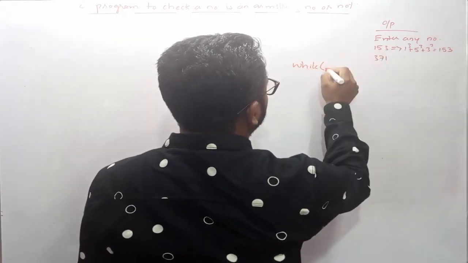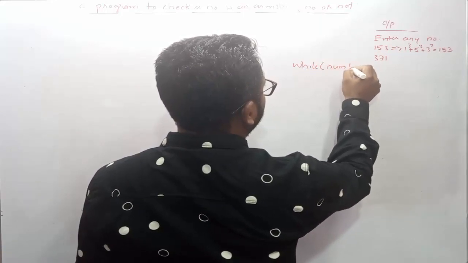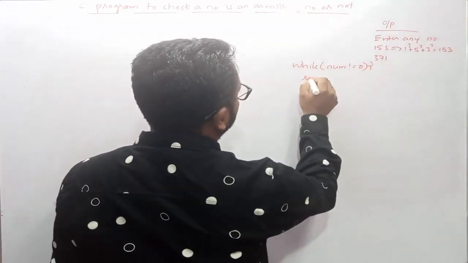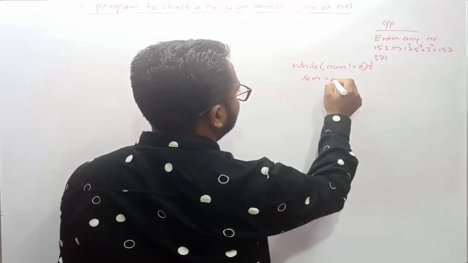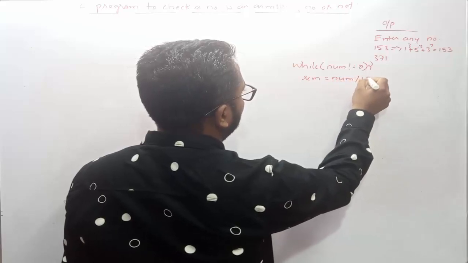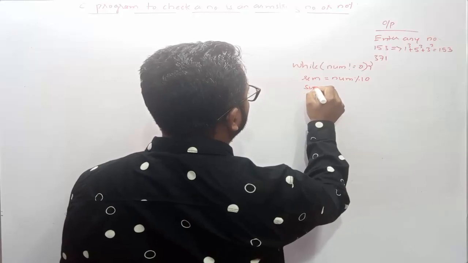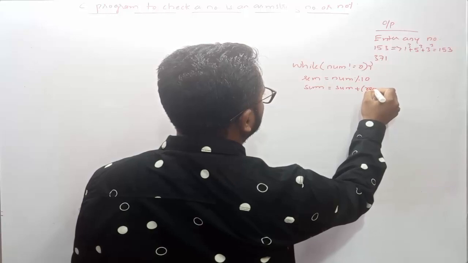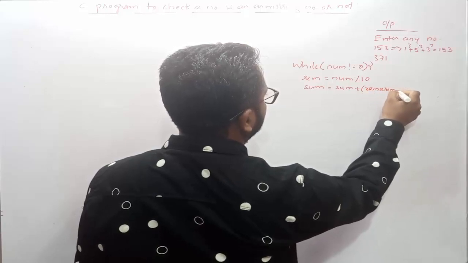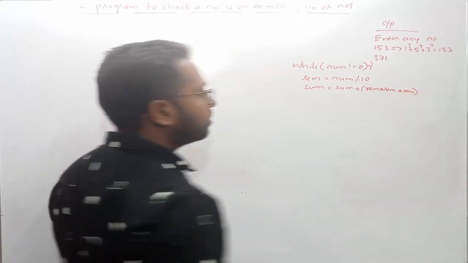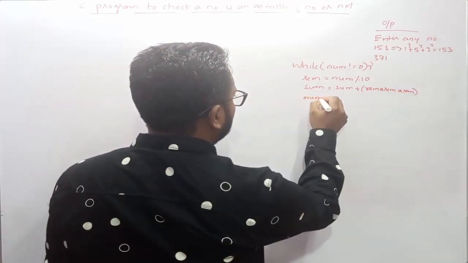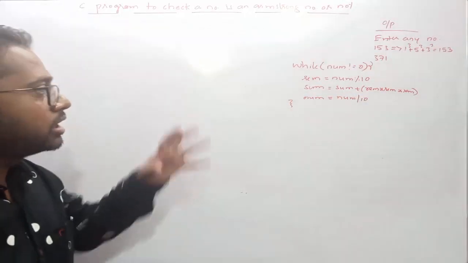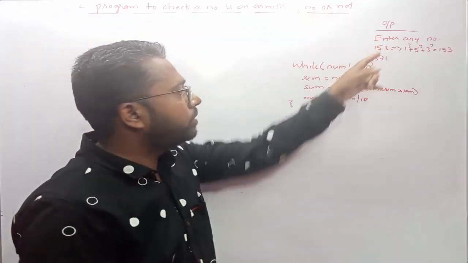While this num variable is not equal to 0, I will first find the remainder. That is the first step. Remainder is equal to num mod 10. We will make the sum. Sum equals sum plus r into r into r, that is remainder cubed. Then I will reduce the number. So these are the three steps we need to perform until the value 153 becomes 0.